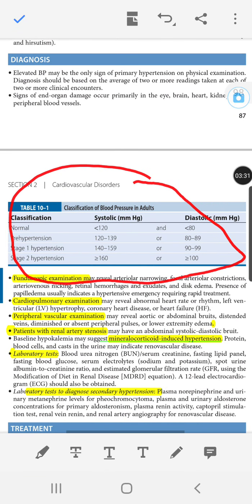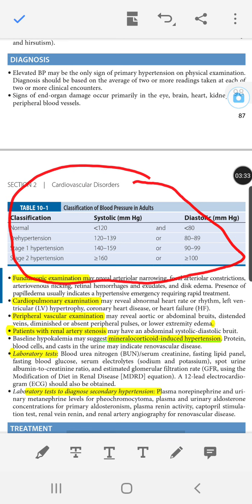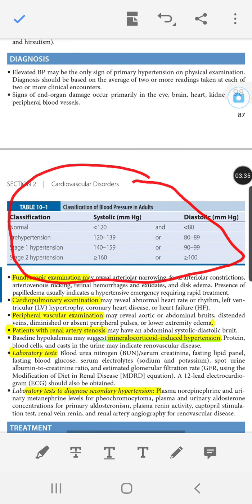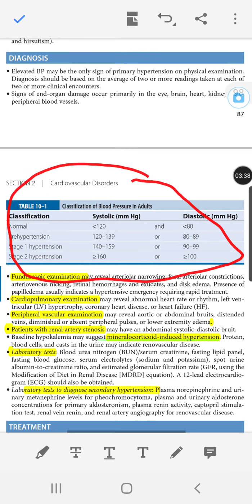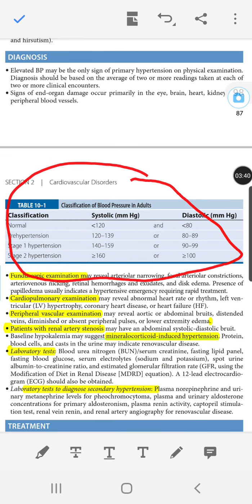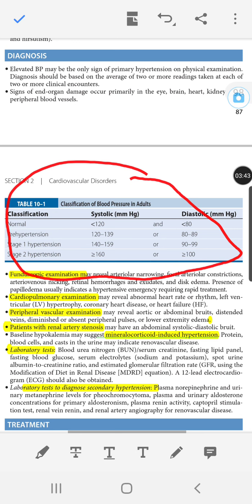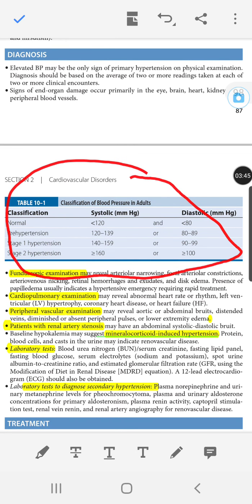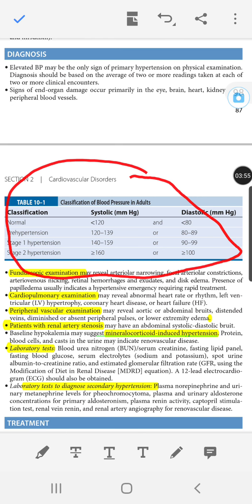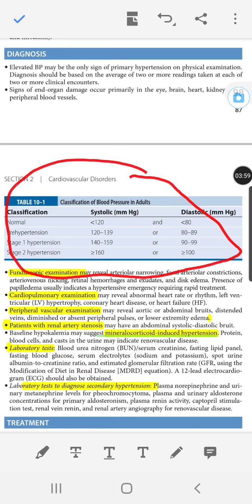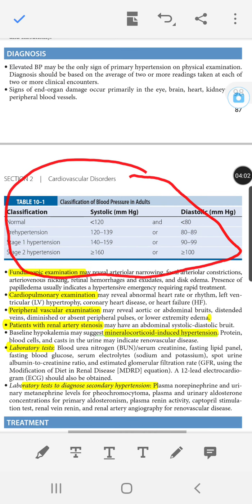And stage 1, when the blood pressure reaches above 140. So when the blood pressure is 150 by 90, it means it's stage 1. And when systolic is greater than 160 and diastolic greater than 100, it's hypertension stage 2. So when we measure, if it's like 140 by 80, we can say it's near to prehypertension and stage 1 hypertension.